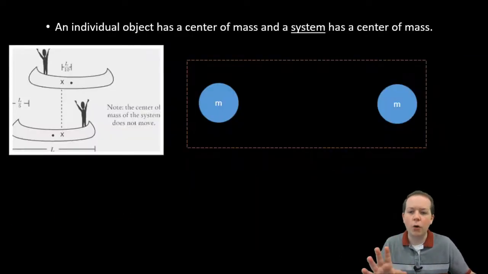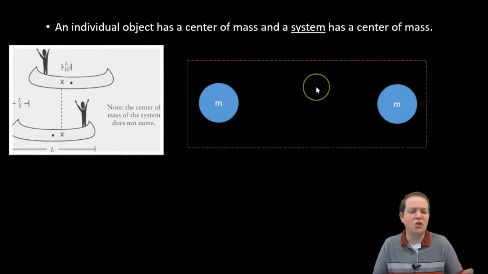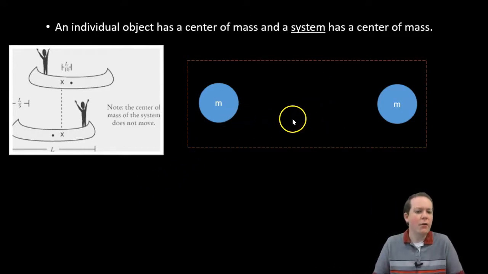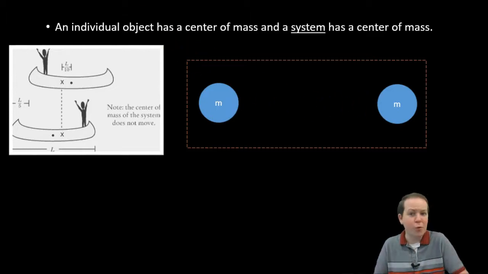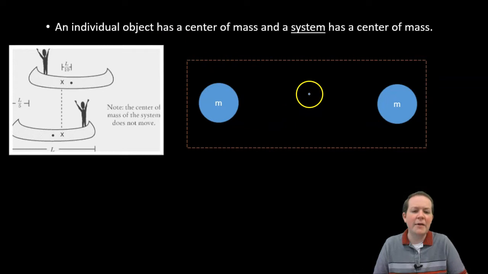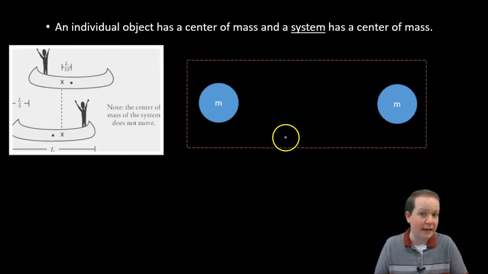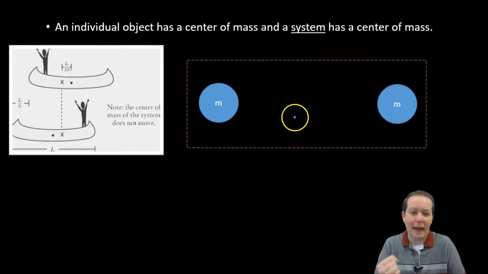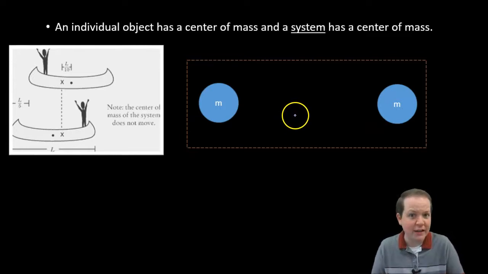However, you can also look at the center of mass for a system of objects. Here I have two different objects, two masses, maybe two different metal spheres, both mass m. Where would you say, for this system, their center of mass is located? Remember, a system is just the things I'm looking at. Now, it's a little tricky. The center of mass doesn't actually have to be where there is an object.